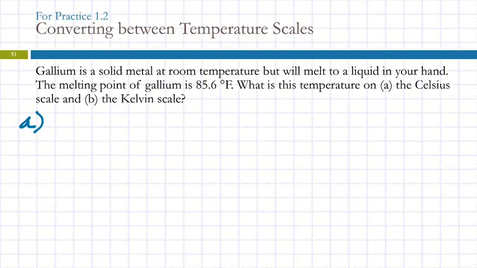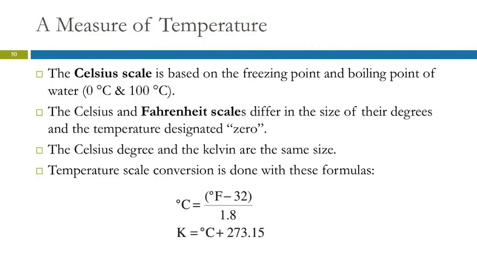So let's look at A first. We've got Fahrenheit, we want Celsius. We need the equation. So here's the equation. Degrees Celsius is Fahrenheit minus 32 divided by 1.8.